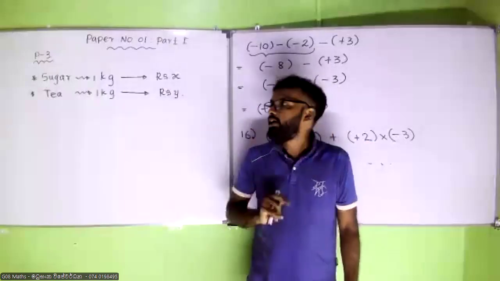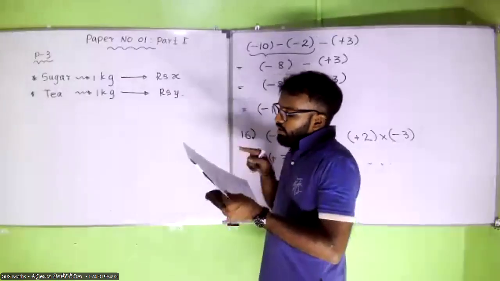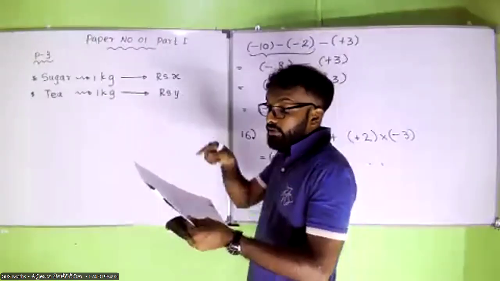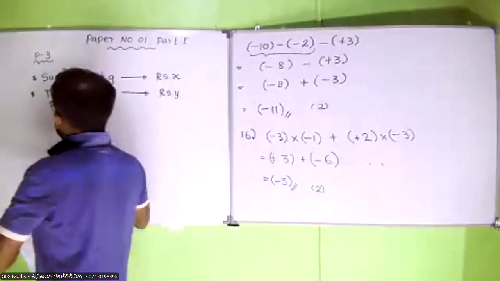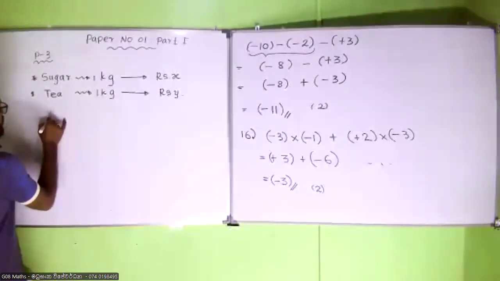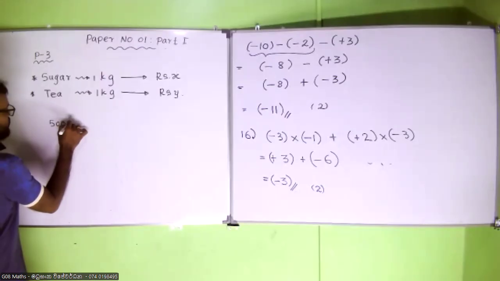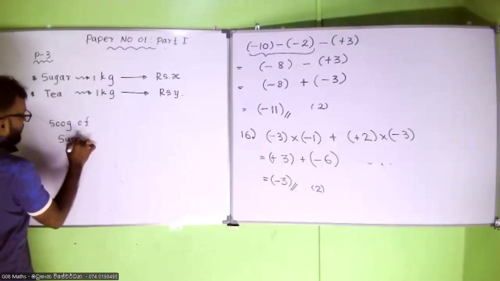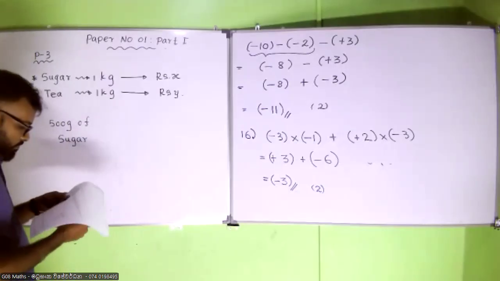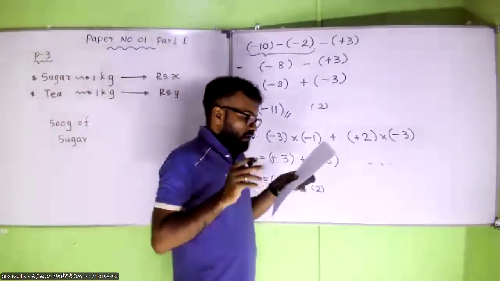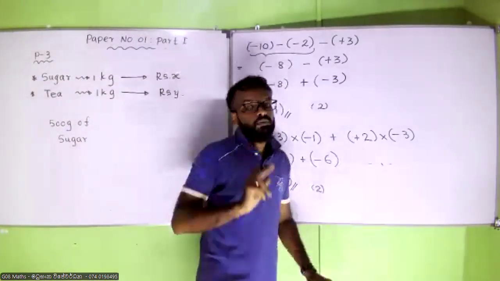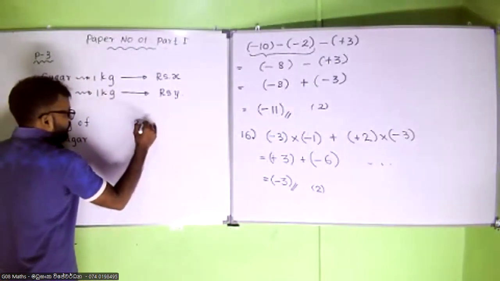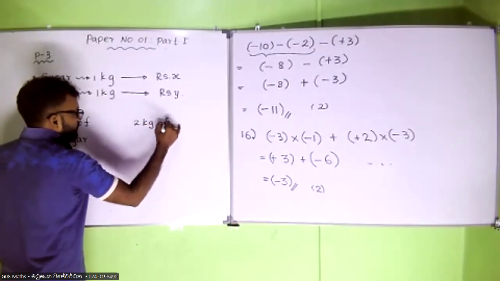But easy. Okay, let's read the rest. Write an algebraic expression for the amount of money required to buy 500 grams of sugar and 2 kilograms of tea. We are going to buy 500 grams of sugar and 2 kilograms of tea.